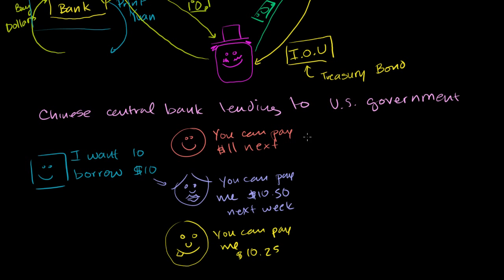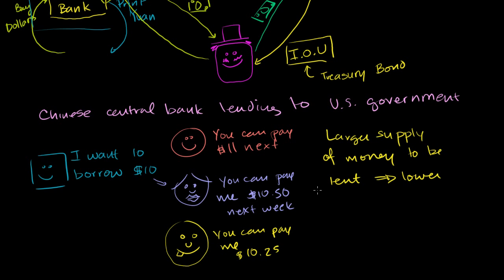Or another way you could say it, think of it, the larger the supply of money to be lent, that leads to lower interest. You could view it different ways. You could view it as lower borrowing costs, which is another way of just saying lower interest. Or you could even view it as cheaper money. It costs less to borrow the money. The cost of borrowing money is the interest. Lower interest. Now, what does having lower interest do?